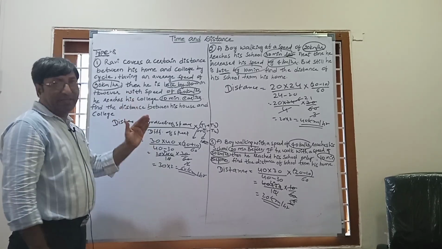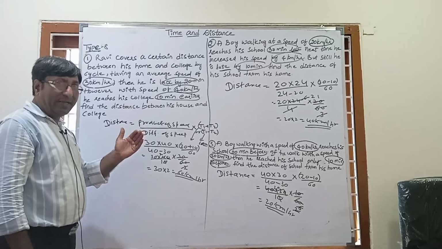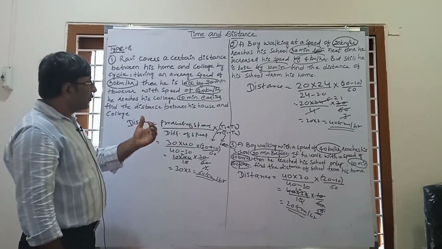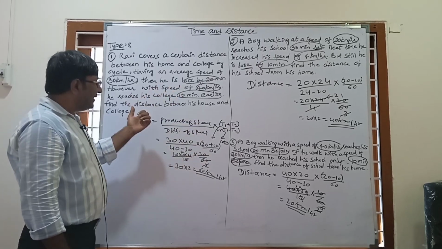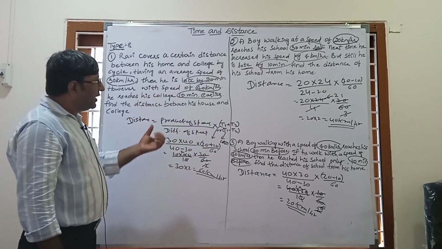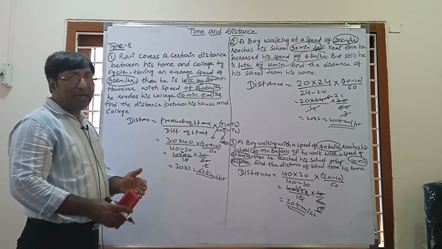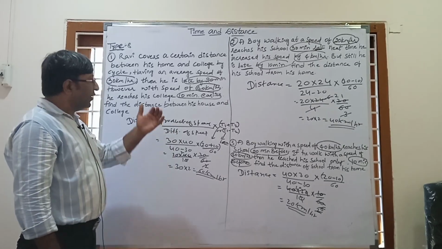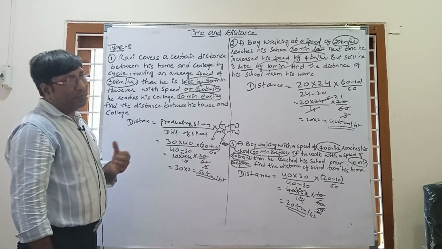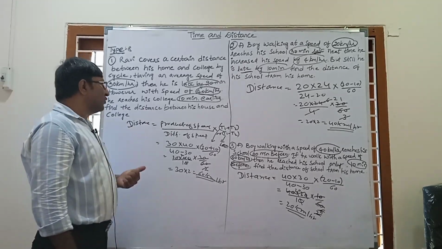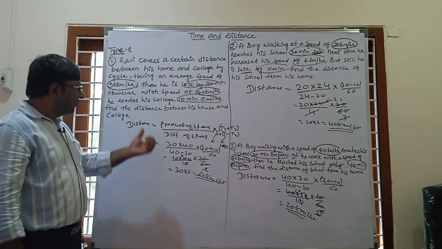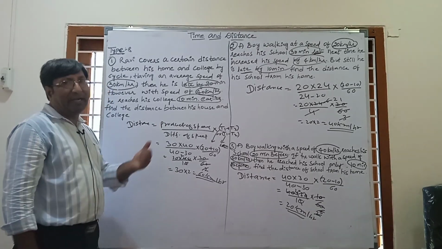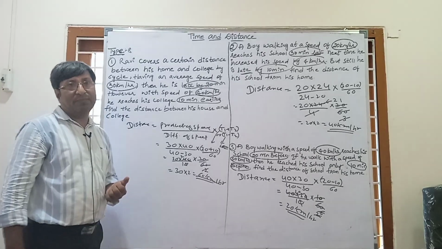When a speed is given, first and second speed are given, and then it is given early and late. Then there are three types of question. When both are late, that is the same, then we go for T1 minus T2. When both are before, then we go for T1 minus T2. And when one is late and one is before, then we go for T1 plus T2. So what is the simple trick? Product of speed, difference of speed, into T1 plus T2 or T1 minus T2, that depends upon the given conditions.